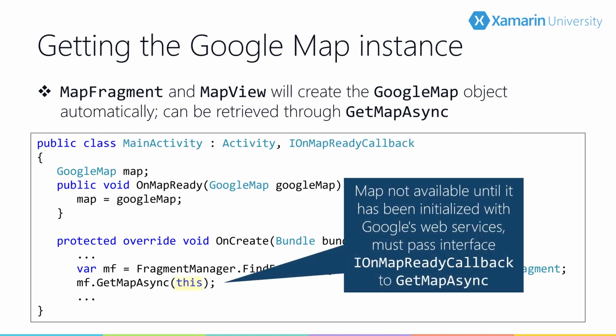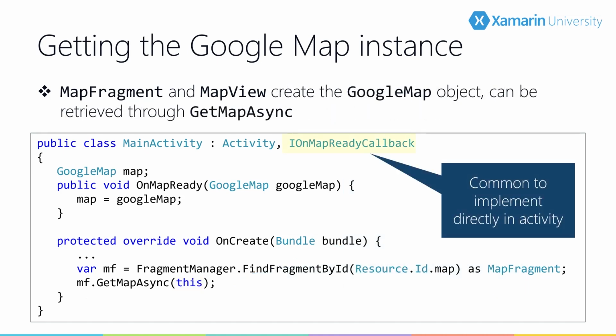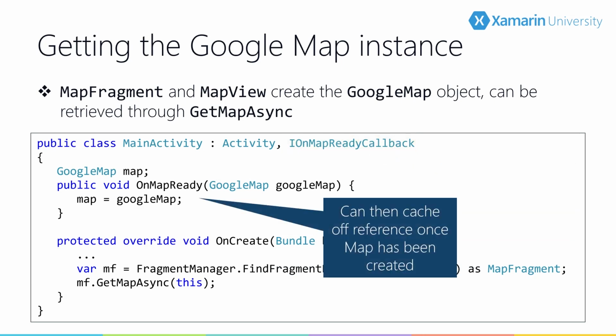This method is not C# task-based, despite its name. It requires that you pass in an implementation of the OnMapReady callback interface, which we are implementing here on the activity itself. We can then cache off the passed reference in the OnMapReady method and customize the map experience since the map is actually ready to be used here.